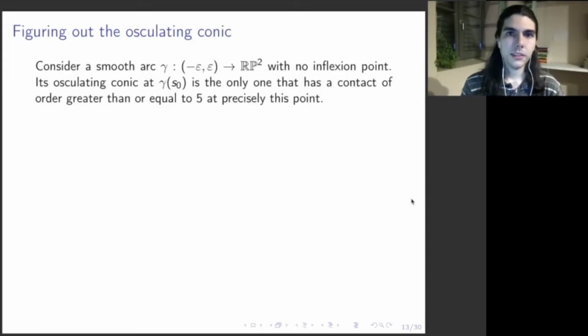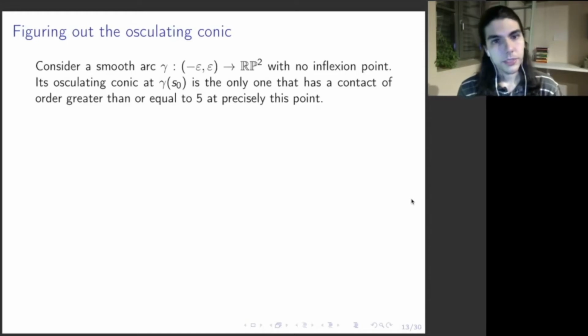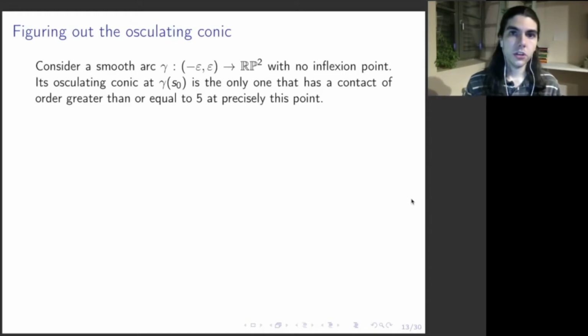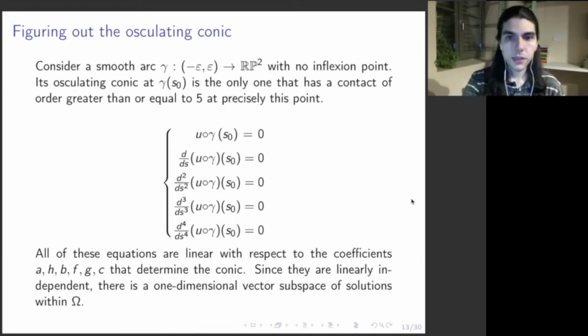Okay, so how do we find out the osculating conic at a given point of the curve? Well, by definition, the osculating conic is the only conic which has a contact of order at least 5 with the curve at that point. Analytically, this means that these five equations here are true.